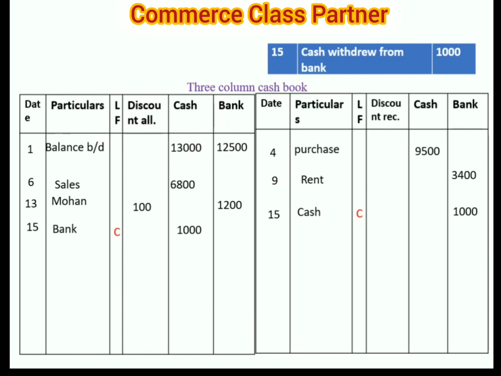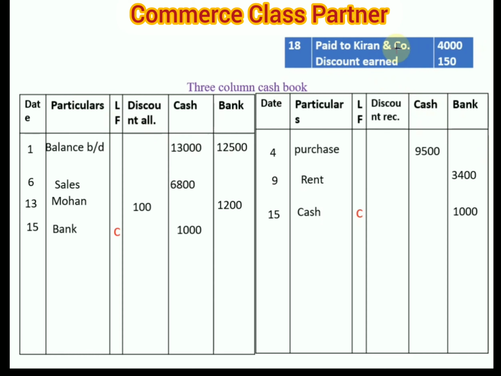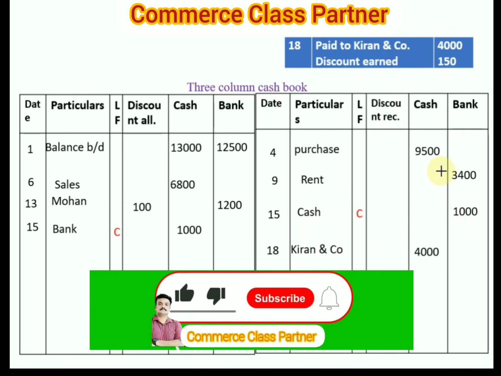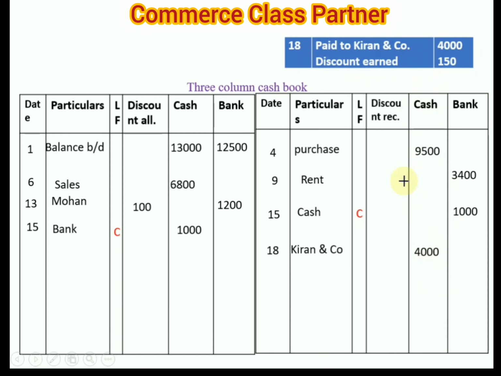Let us go to another transaction: paid to Kiran and Company and discount earned rupees 150. We have paid Kiran and Company rupees 4000 and we have earned rupees 150 as discount. This is the case of payment. So Kiran and Company should be credited. 4000 should be given on the cash column because we have paid it in cash, not by check. We have received a discount of rupees 150, so 150 should be written on the discount received column also.